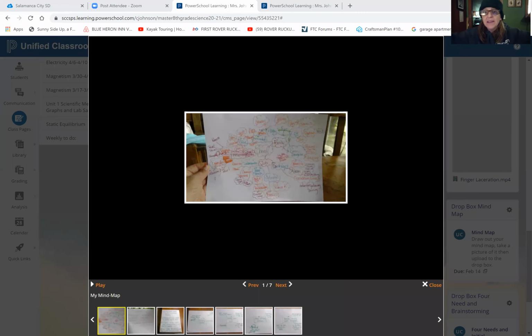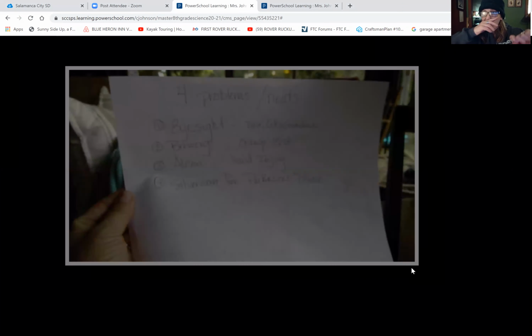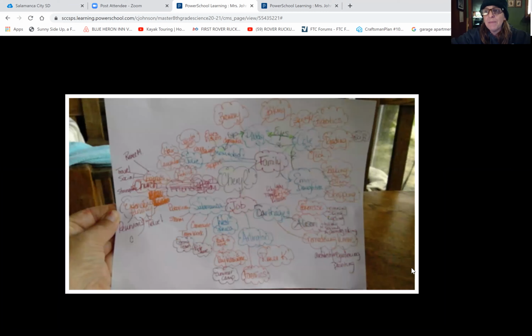So the first thing you need to do this week is complete your mind map. I'm going to show you mine. It's pretty messy looking, and that's okay. This is what brainstorming is all about. Let me hop back here to a picture. So this is my mind map.